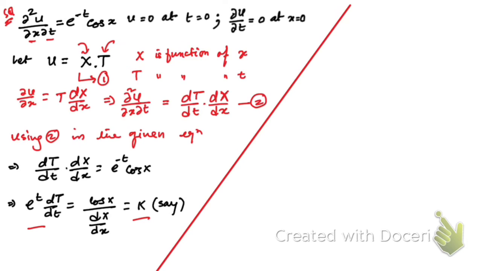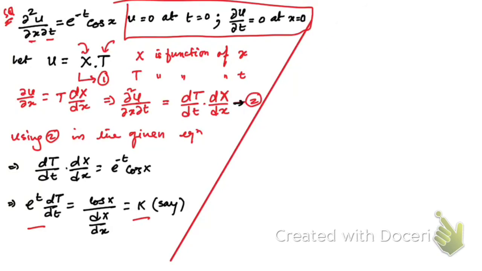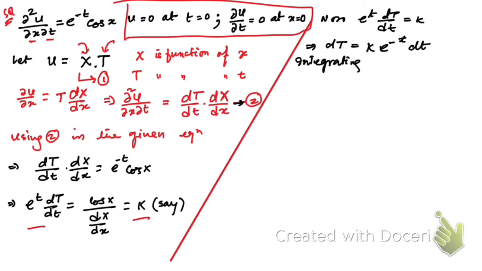Let me write these things in a box. Now e to the power t d capital T by d small t is equal to k. If you simplify this, you can write d capital T equals k into e to the power minus t d small t. That's how you can write. Now if we integrate both sides, integration of d capital T equals k, which is taken outside as it is a constant, times integration of e to the power minus t dt, right?